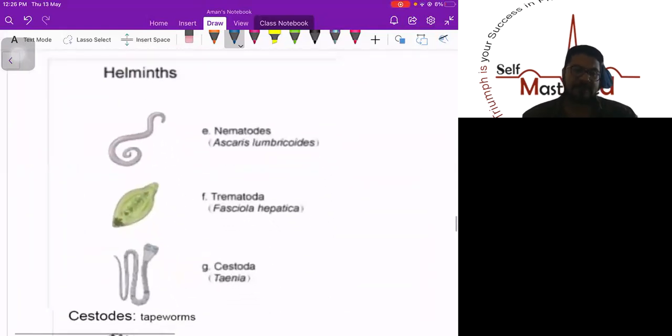Then in helminthology, in microbiology, what are they generally asking? Image-based questions. Generally what they ask image-based questions on from these helminths, like they can ask questions on these images. So first let me tell you about these images. What are the images that they ask in exam? So see, nematodes, Ascaris, Fasciola hepatica, Taenia.